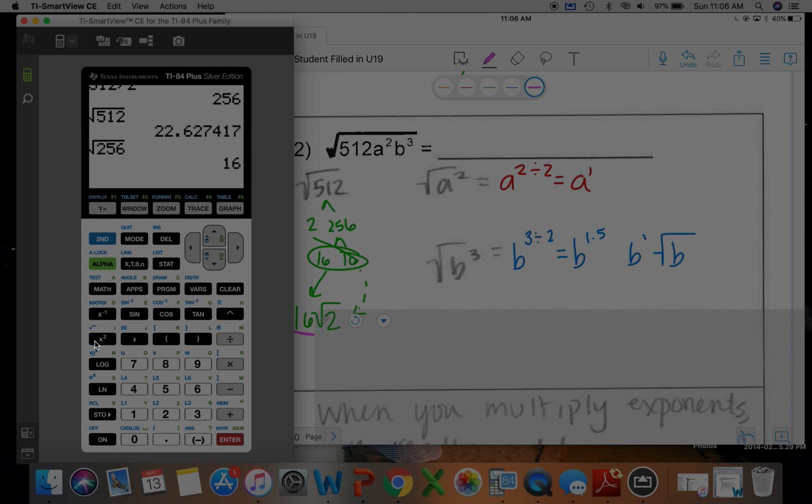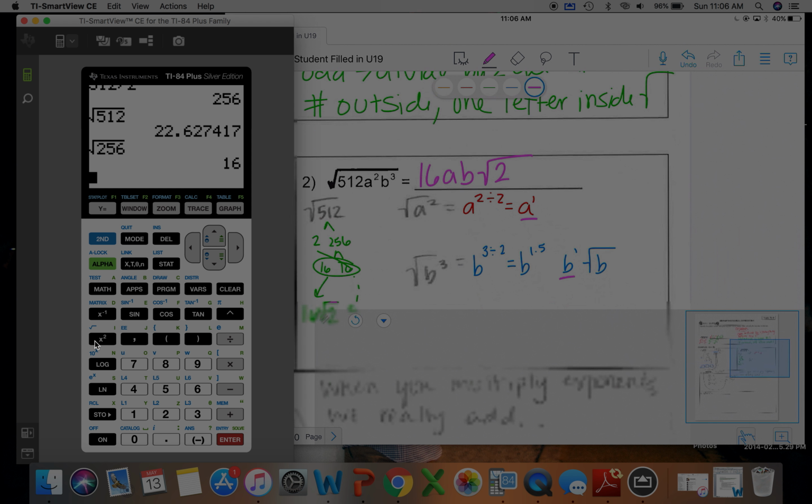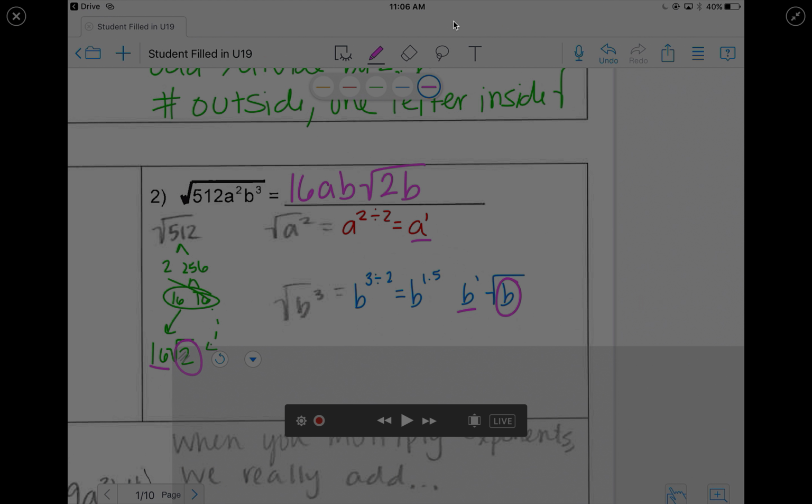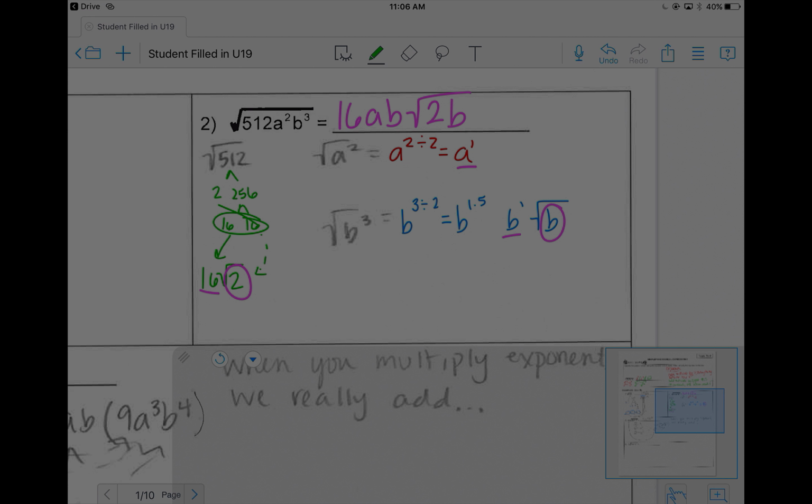Now when I write my answer, 16 is my number outside of the square root. A is completely outside of the square root. B is outside of the square root. And then under the square root, I have a 2 for my number and a B as a letter. There are no A's under the square root because my A's were even. So remember, the easiest thing to do with these is to break it up. Do your numbers, then your letters, all in different pieces. And then put it all back together. Whatever's outside goes outside. Whatever's inside stays inside.